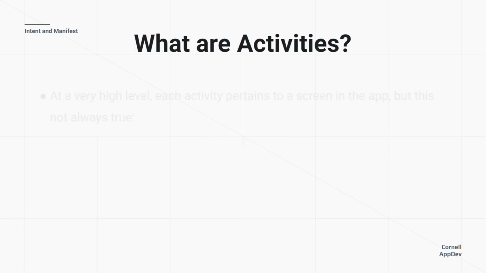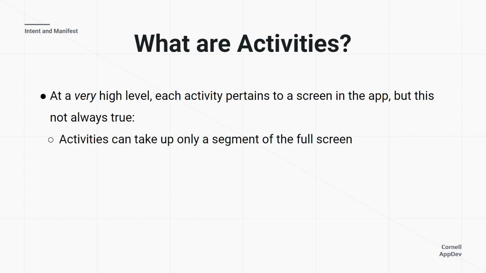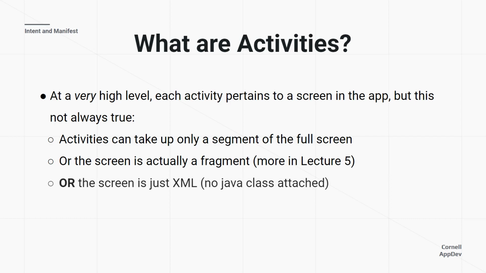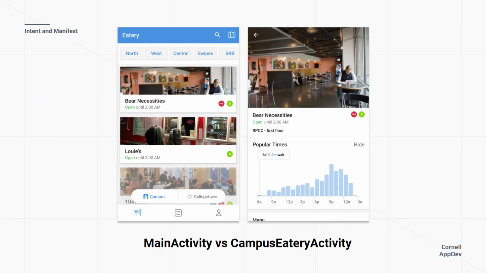In all our homework assignments, and also in our demos, we briefly talk about activities, but we don't really go into the details of what they are. At a very high level, each screen on the app pertains to a single activity, but this isn't always true. Sometimes only a segment of a full screen can be an activity. Sometimes that screen or that segment is actually a fragment. This is something you don't need to know about for this lecture, but we'll talk more about it in future lectures. And sometimes they're not activities or fragments, they're just XMLs. They're just pure display. That is super confusing, but I'll just go through a quick example.